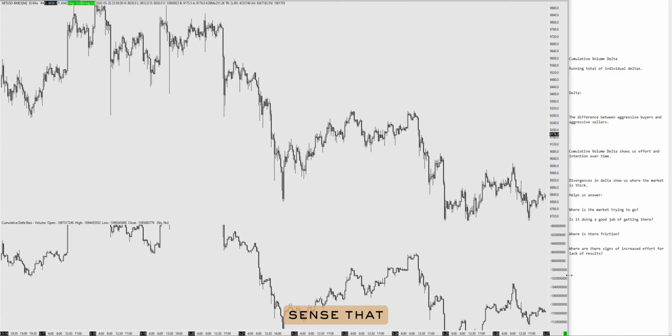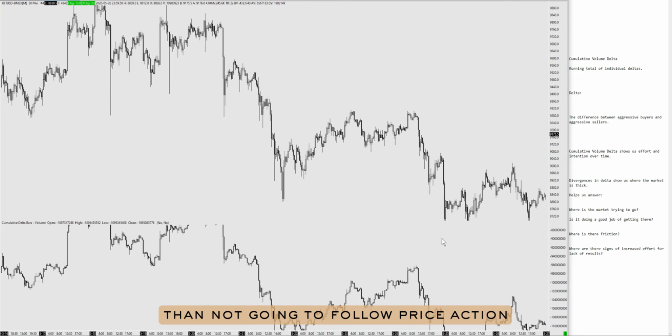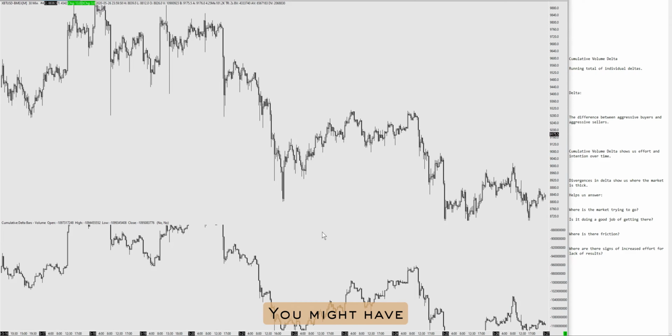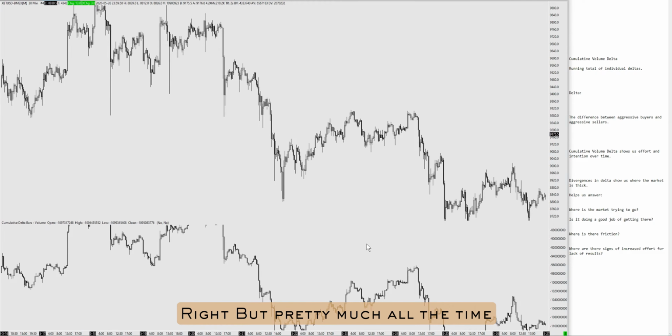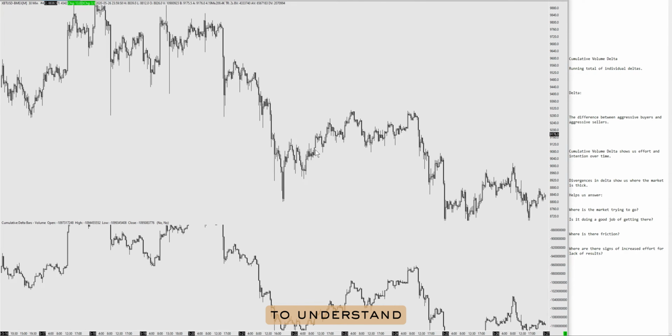So it makes sense that delta is more often than not going to follow price action. If you have a trend that is moving upward over time, you'd imagine that it's because there are more buyers than there are sellers, right? Buyers are getting aggressive. You might have different situations underlying for both though. You might have a thin environment where just a few buyers are able to push the market up. You might have a lot of aggressive sellers, but there's a lot of reloading at the bid and the market is moving up. But pretty much all the time when the market is moving up, it's because we have more buyers than sellers. That's just a very easy thing to understand. When the market is moving down, it's obvious that we have more sellers than buyers, okay?